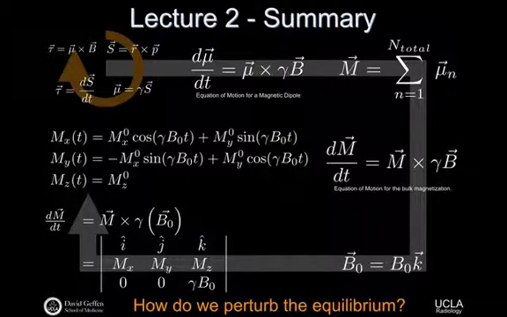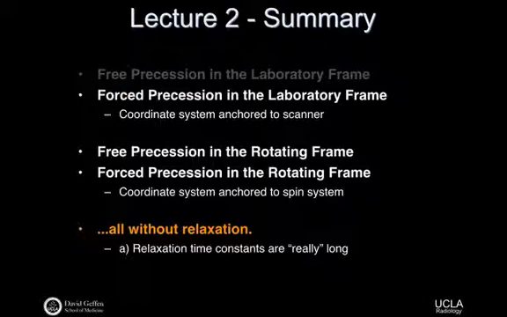So then the question for today is, how do we actually perturb the equilibrium, right? How do we go from having the bulk magnetization pointing straight up to some other state where it's pointed in some other direction? So we'll talk about perturbing the equilibrium through the application of RF pulses. Later, we'll talk about how we return to equilibrium through the process called relaxation. We won't get to relaxation in this lecture, though.